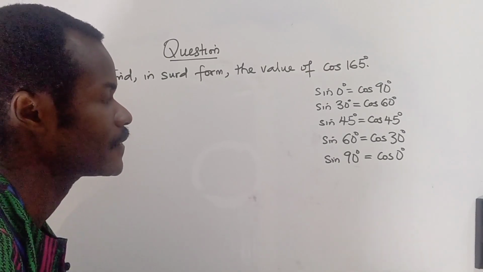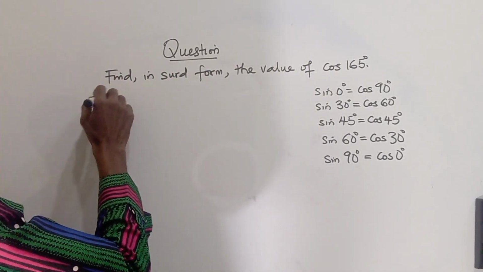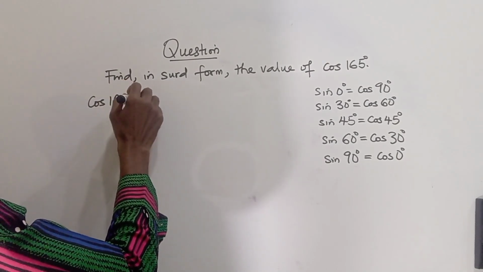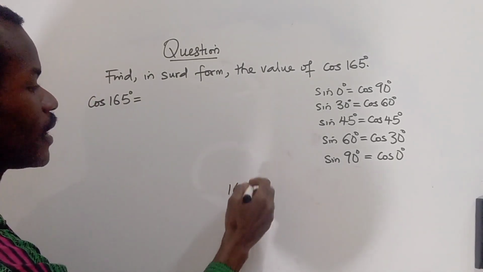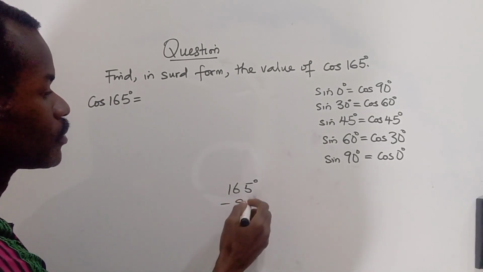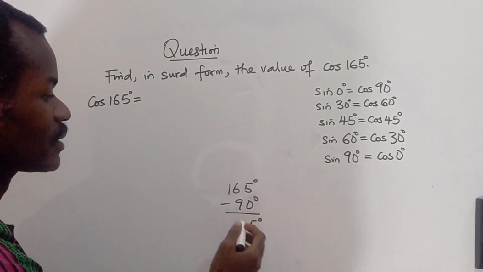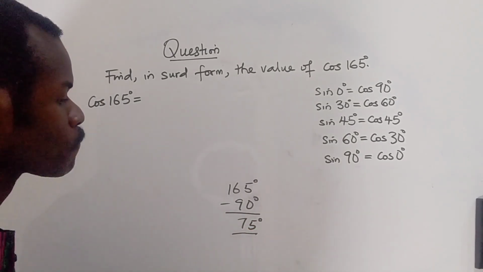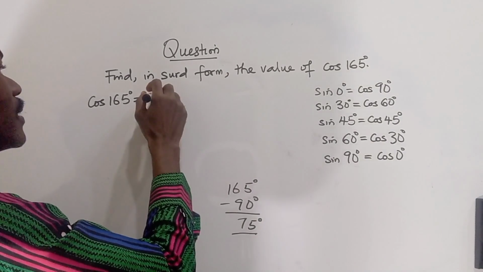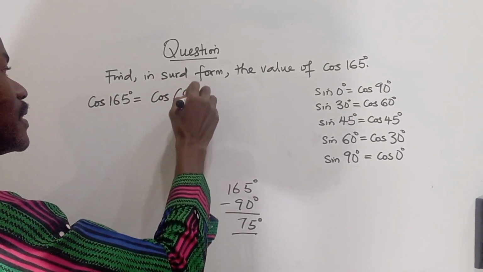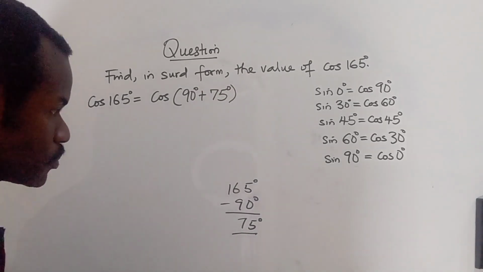Okay. Now the next thing is we want to break this. So our cos 165 degree can also be written as what? Now let's check 165. We can actually subtract 90 from it, right? If we do that, 165 minus 90 is 75. Now it means we can start with 90, so we can say cos of 90 degree plus 75 degree.